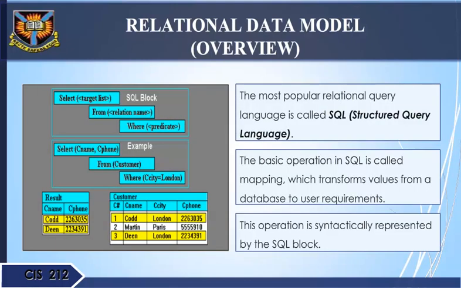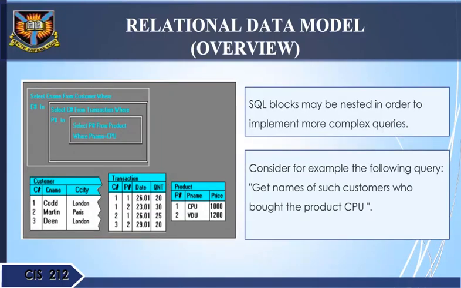The most popular relational query language is called SQL, Structured Query Language. The basic operation in SQL is called mapping, which transforms values from a database to user requirements. This operation is syntactically represented by the SQL block. SQL blocks may be nested in order to implement more complex queries. Consider, for example, the following query. Get names of such customers who bought the product CPU.